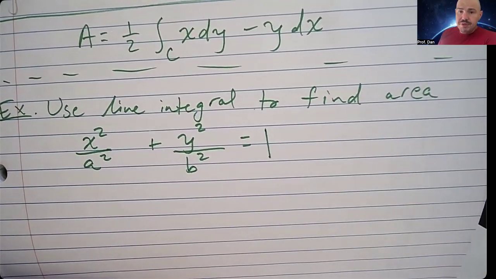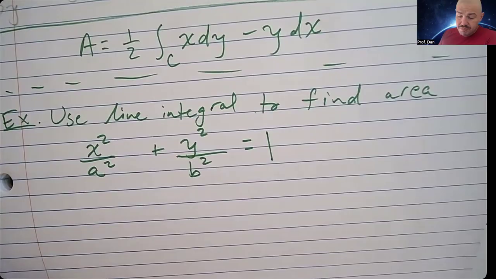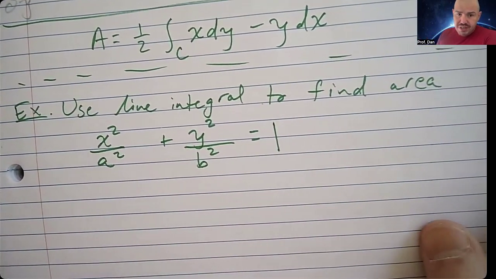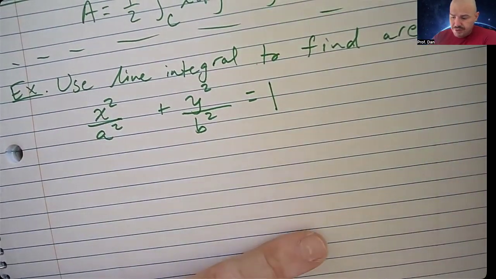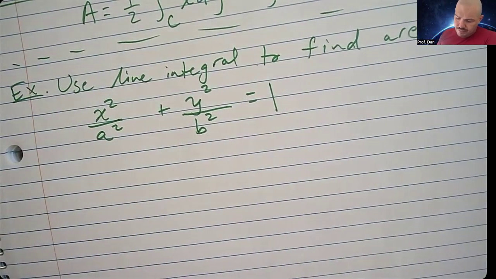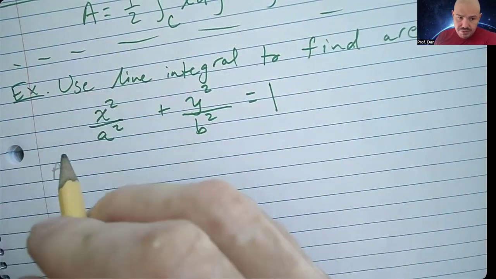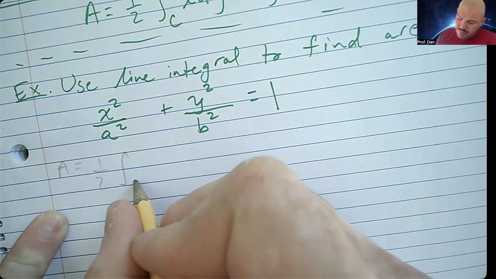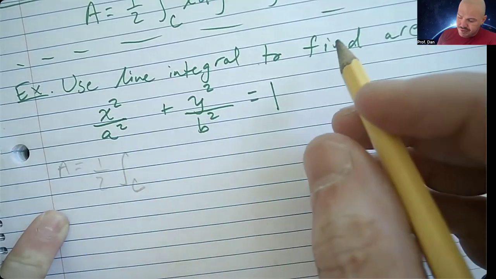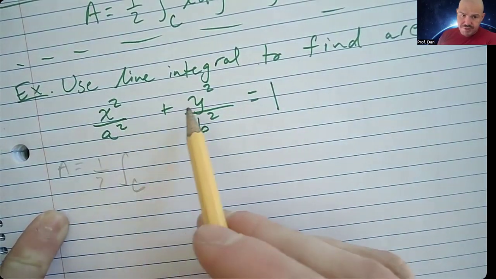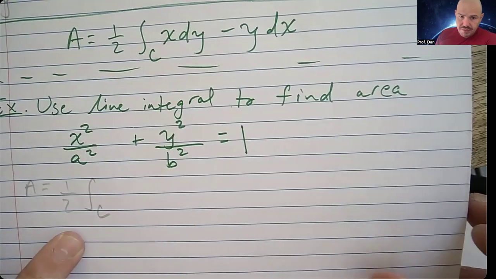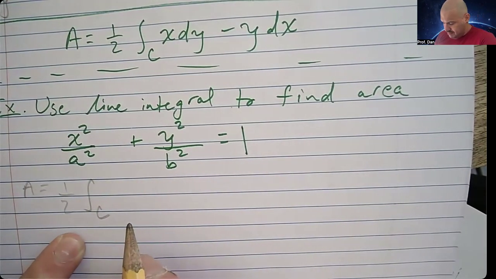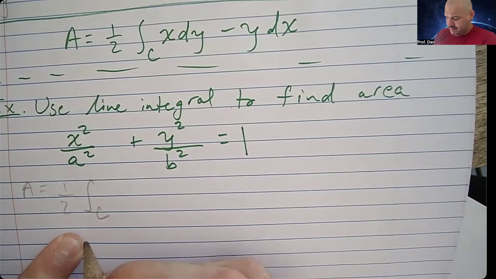So using the formula that we got to compute area using a line integral, we can just set this up willy-nilly if we want. We know the area is going to be given by 1/2 of the integral over the path C that encloses the area, in other words, this guy, of x dy minus y dx.